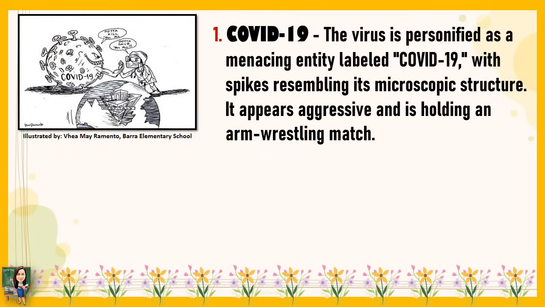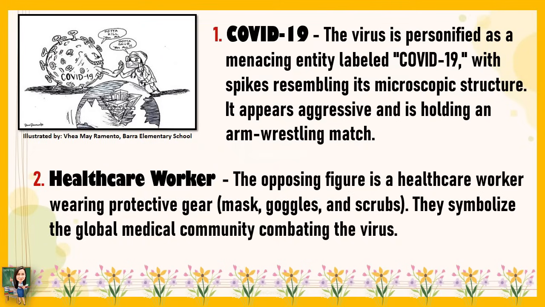First, COVID-19. The virus is personified as a menacing entity labeled COVID-19, resembling its microscopic structure. It appears aggressive and is holding an arm wrestling match. The second detail in the given image is the healthcare worker. The opposing figure is a healthcare worker wearing protective gear, like masks, goggles, and scrubs. They symbolize the global medical community combating the virus.